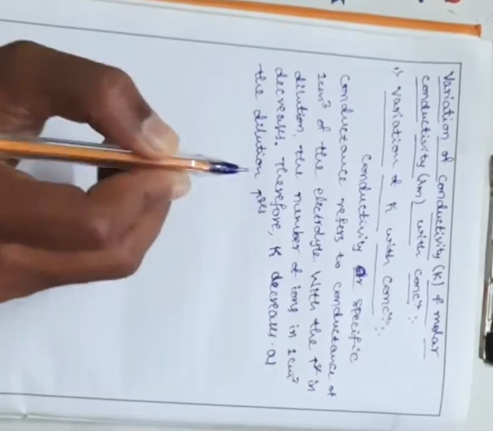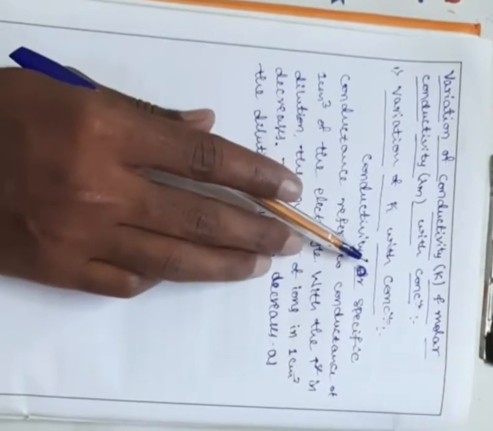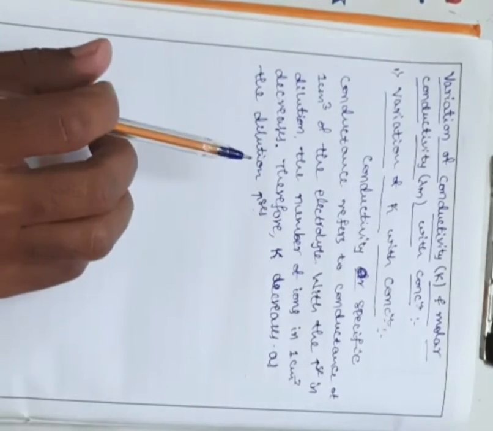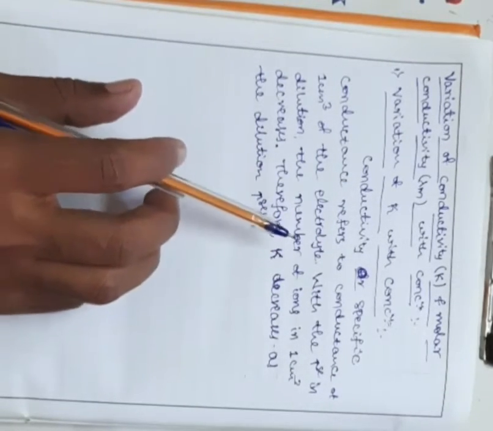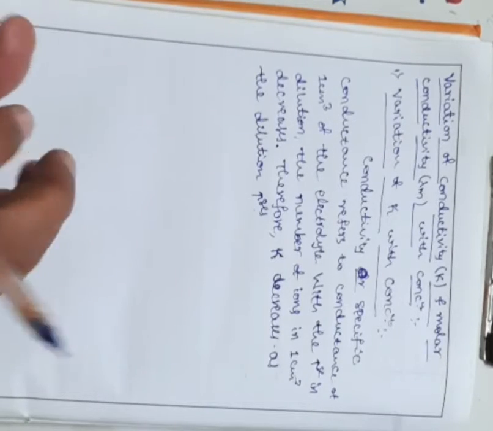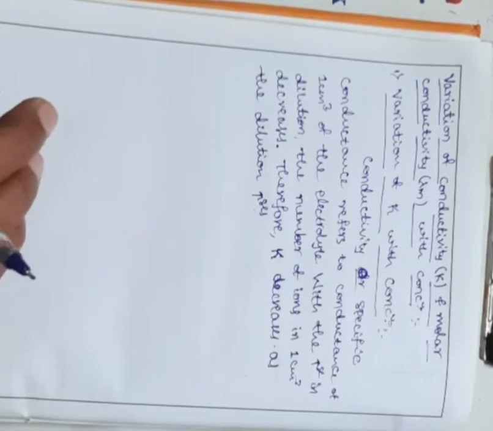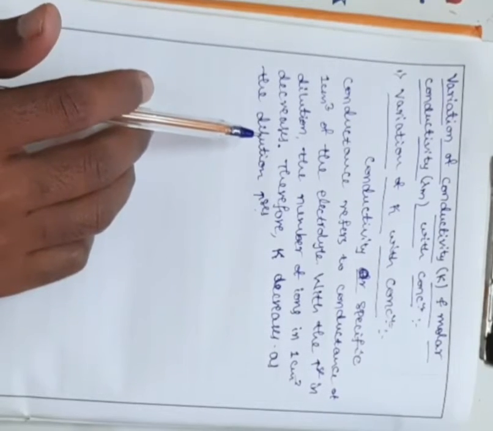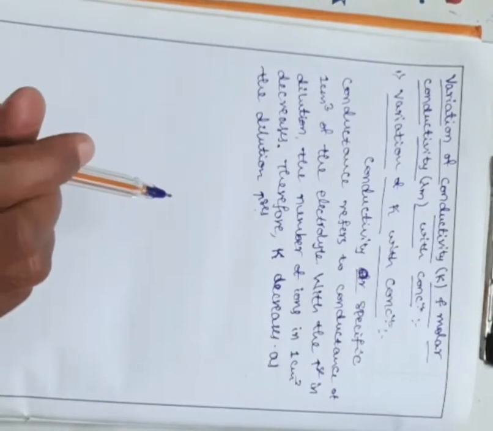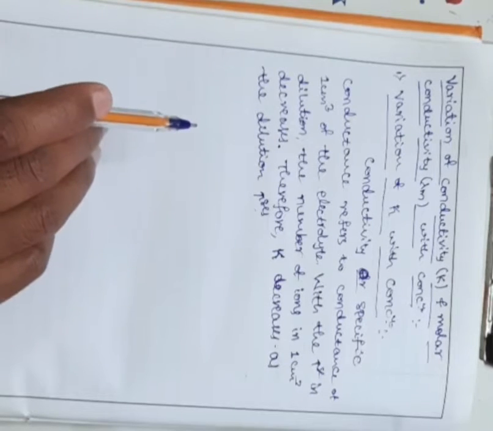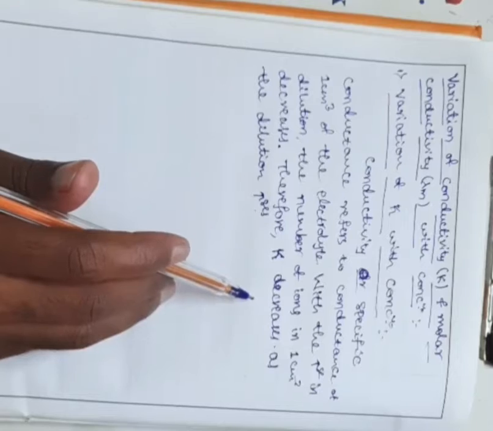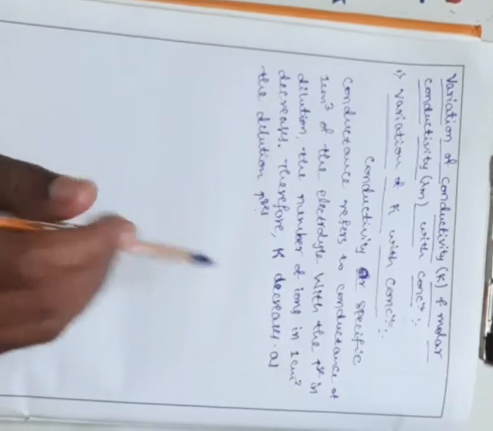What is that? The variation of conductivity with concentration. Already you know that conductivity, or specific conductance, depends on 1 cm cube of the electrolyte present in the system. So with the increase in dilution, what happens? The number of ions present in 1 cm cube decreases, so the ions move apart. Because of this, conductivity decreases as the dilution increases.